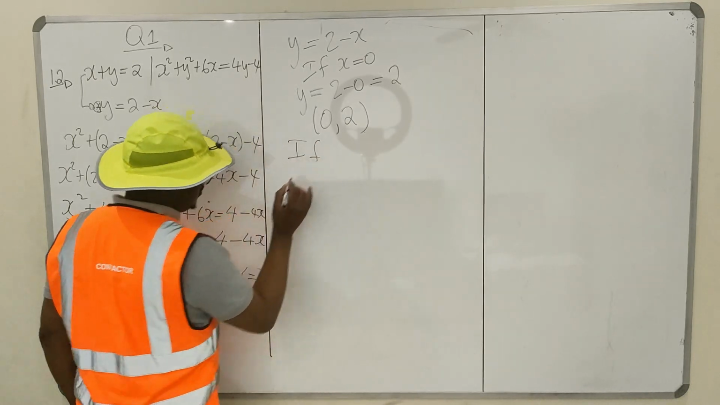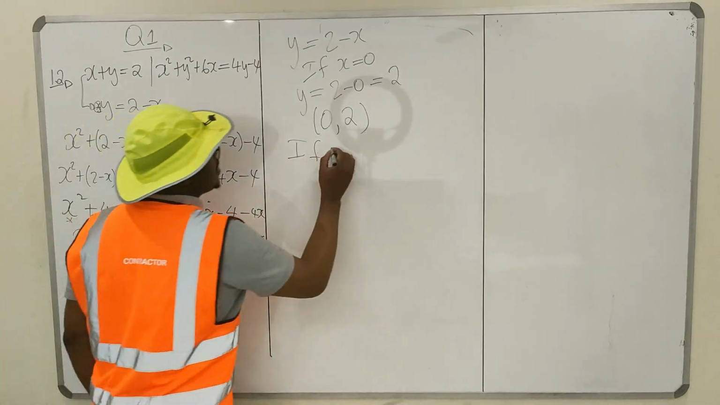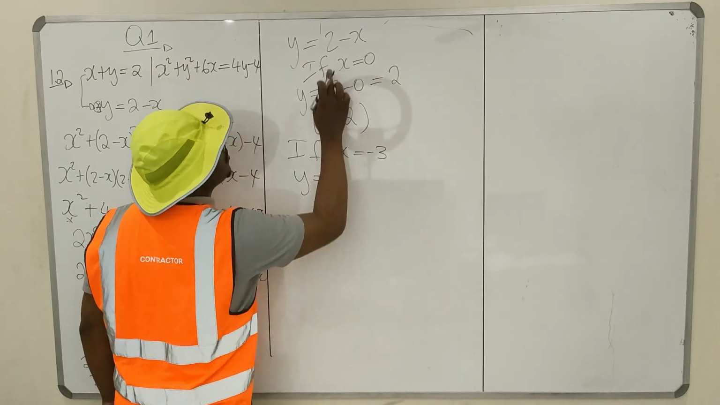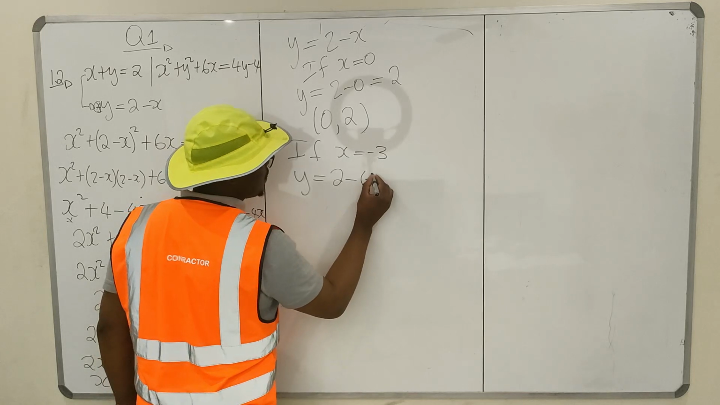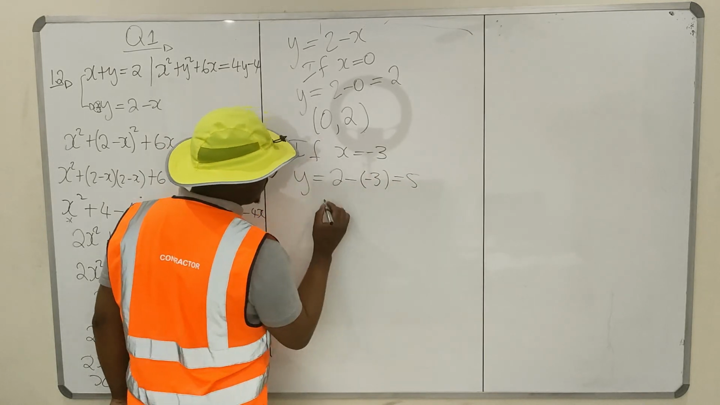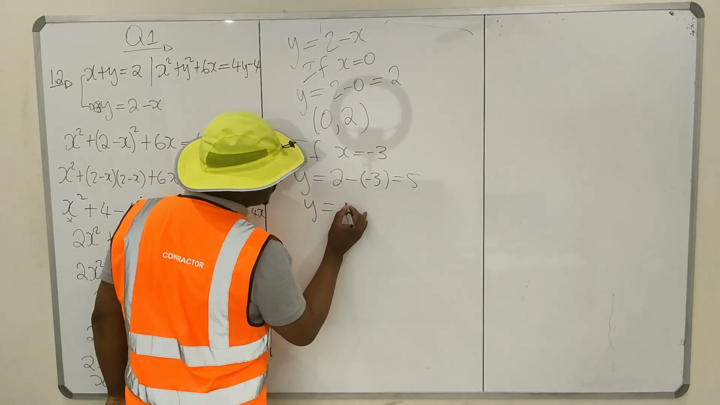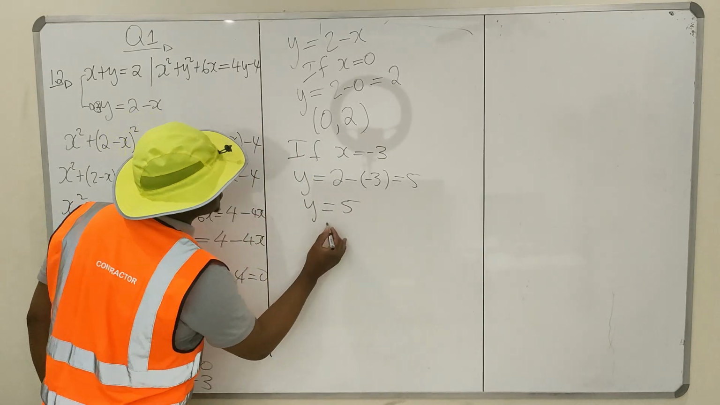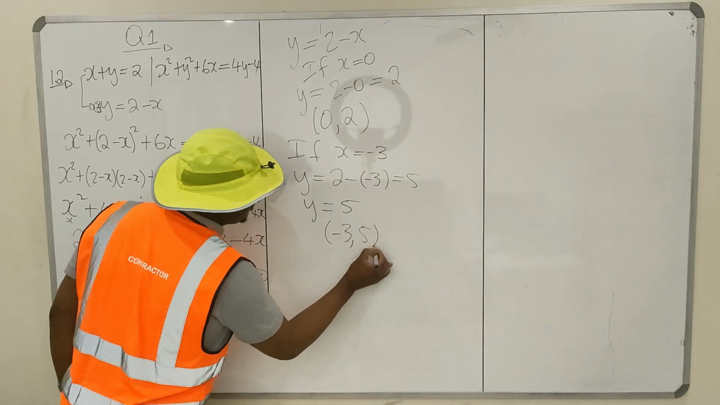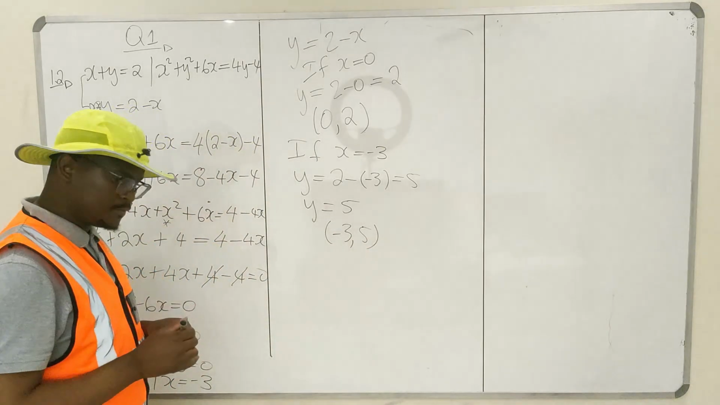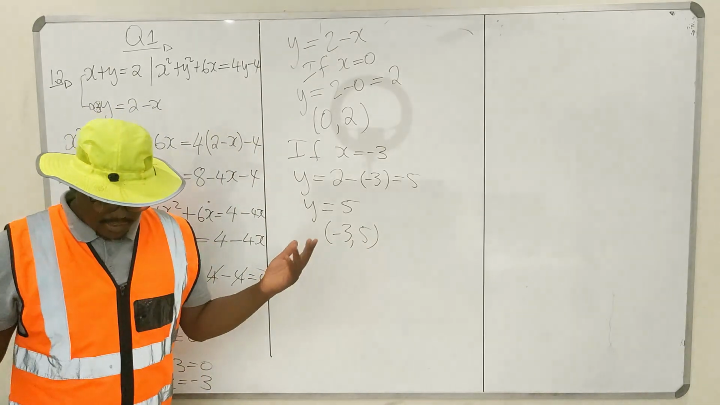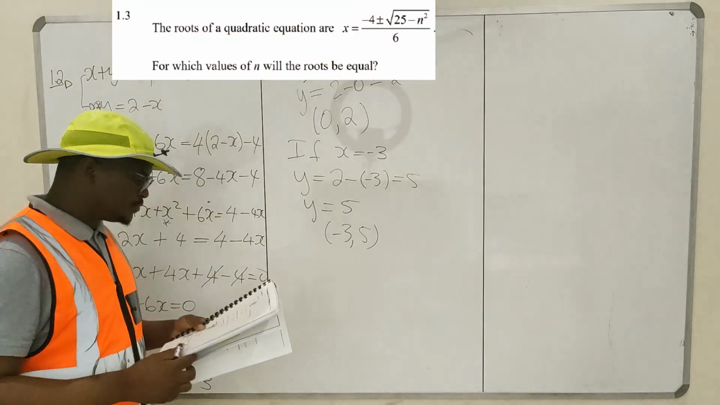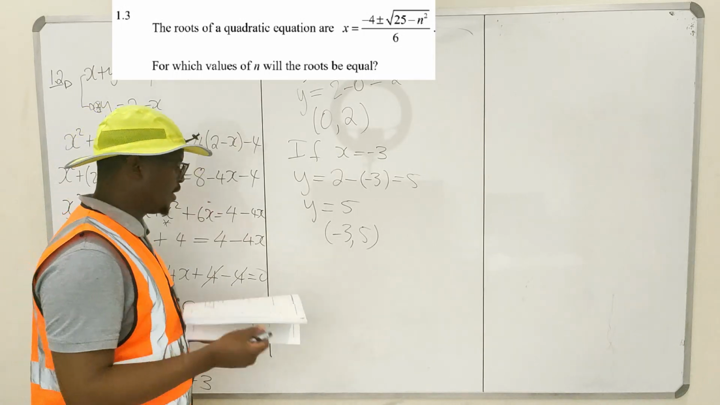If your x is equal to minus 3, then you have your y is equal to 2 minus x, which is minus 3, which is equal to 5. Therefore, your y is equal to 5. Right? So your coordinates are what? Minus 3 and 5. And you're done with this question. Move on to the next one. What does the next question say? Which is what? 1.3.